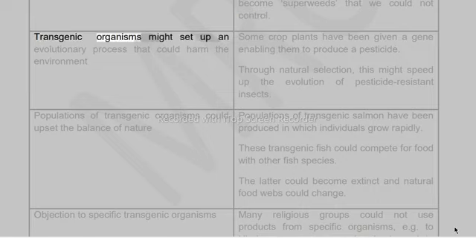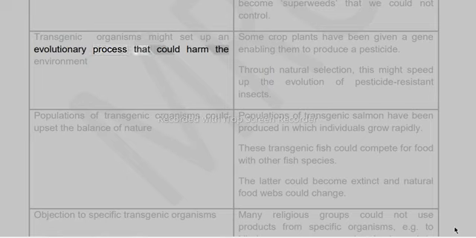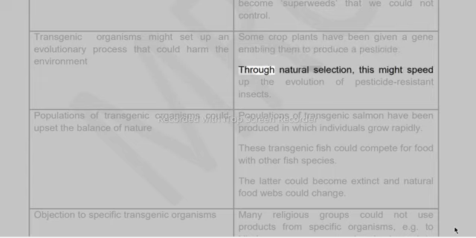Transgenic organisms might set up an evolutionary process that could harm the environment. Some crop plants have been given a gene enabling them to produce a pesticide. Through natural selection, this might speed up the evolution of pesticide-resistant insects.